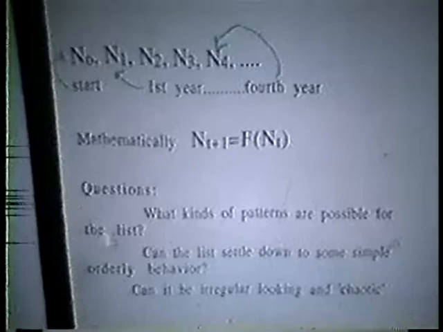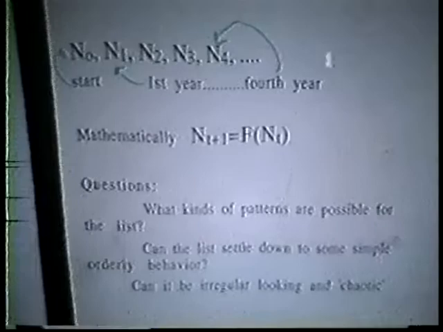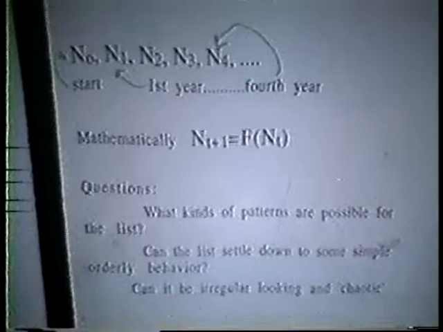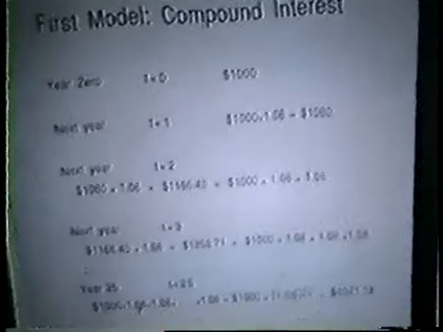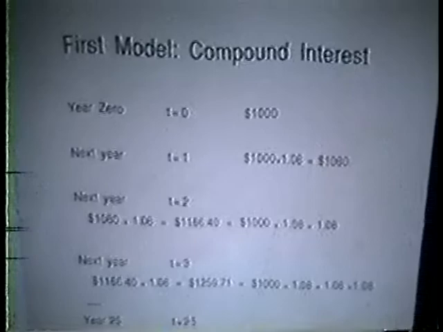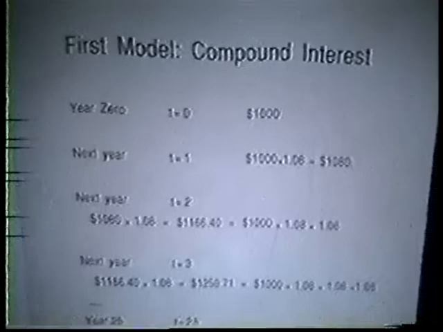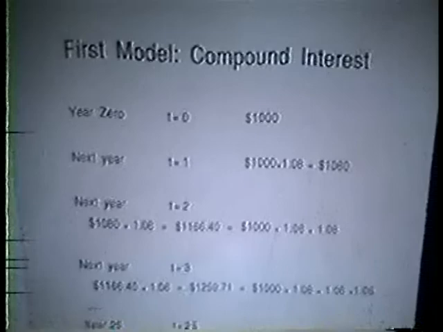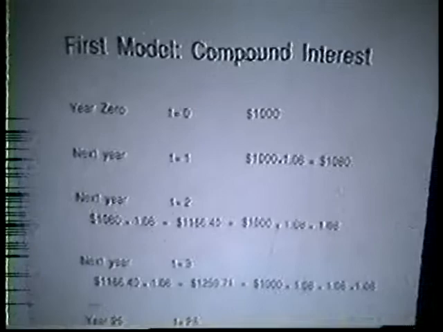The questions we want to ask are what kinds of patterns are possible in this list. Can the list settle down to some kind of orderly behavior? Can it be irregular and chaotic looking? So now I have to tell you a little bit about mathematical models. Now, I'm going to assume that I have a very wide variety of backgrounds in this audience, but I will assume that you remember a little bit from your high school algebra. Maybe I've got the thing that everybody has forgotten, namely their high school algebra, but okay, at least it's uniform.